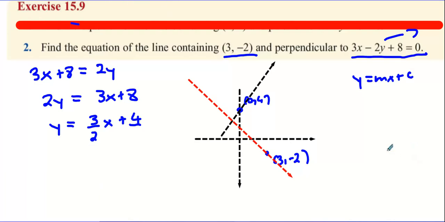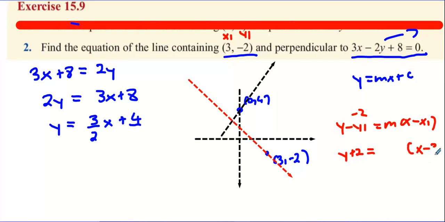So for the red line, we have y minus y1 equals m times x minus x1. You can do this at the very beginning, with x1, y1. So y minus (-2) is y + 2, and x minus 3 is x - 3. Now the key question is, what is the slope? Well, if the black line has a slope of 3/2, for the red line to be perpendicular to it, you need to turn it upside down, and you get 2/3, and you need to change a positive fraction into a negative fraction, so your slope is -2/3.